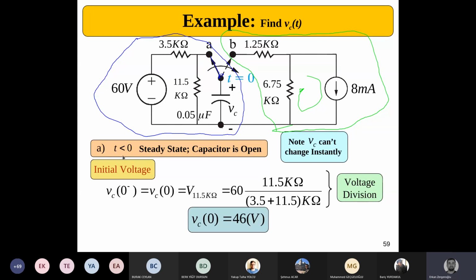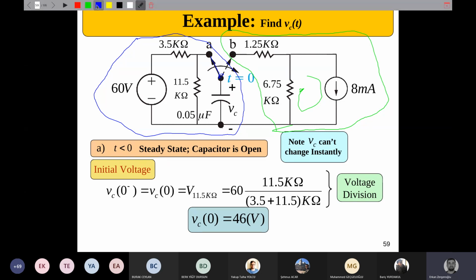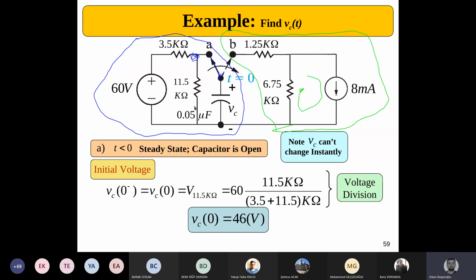Anyway, this is the circuit we should be dealing with for the times before the switch was opened. We were told that it is at steady state. At DC and steady state conditions, this capacitor is an open circuit, so the voltage on the capacitor will be the voltage between this point and this point. That is, the voltage across this resistor is the voltage of the capacitor. That will be the initial value of the capacitor when we switch from A to B.